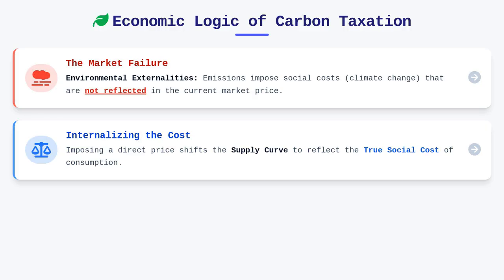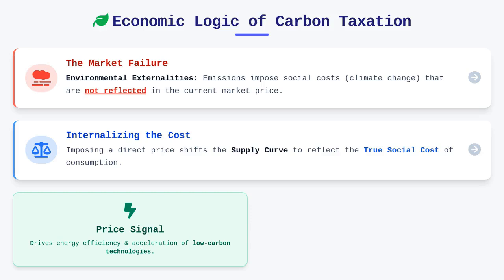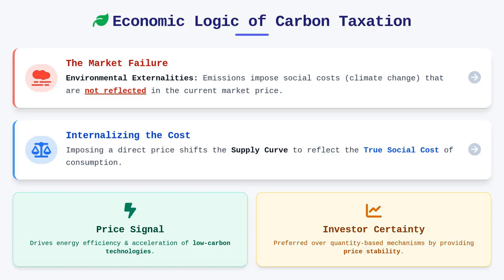By imposing a direct price on the carbon content of energy sources, governments intend to shift the supply curve to reflect the true social cost of consumption. This effectively creates a price signal that encourages energy efficiency and the adoption of low-carbon technologies. The underlying logic assumes that if we make the activity expensive, market participants will naturally find the most cost-effective ways to reduce their output. This approach is generally preferred by economists because it provides price certainty to investors, unlike quantity-based mechanisms that leave the price to fluctuate with market demand.